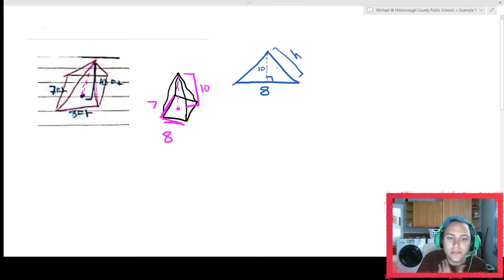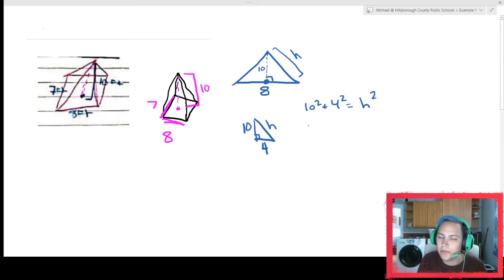So what I can do is create a little right triangle from this, right? If this 8 is the whole thing and I'm cutting it right in the middle, then I know the base of this right triangle is 4. I know the height of this right triangle is 10, and I can solve for h. So we're going to use some Pythagorean Theorem here. We're going to do a squared plus b squared equals c squared. So 10 squared plus 4 squared equals h squared. So I get 100 plus 16 equals h squared, and I get 116 equals h squared, which I square root and square root.